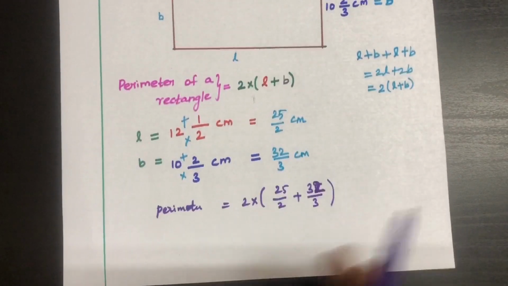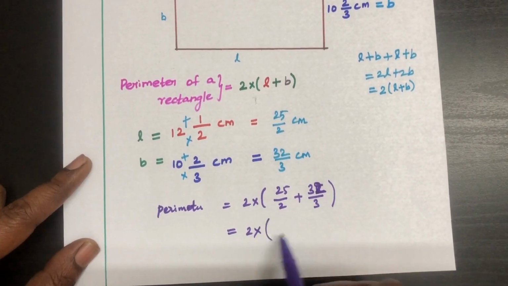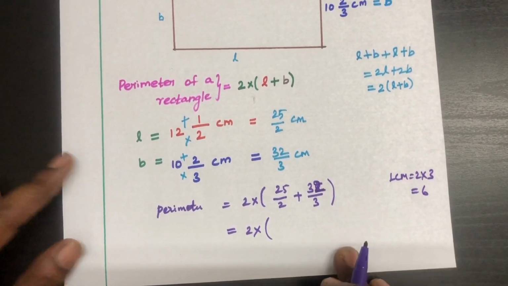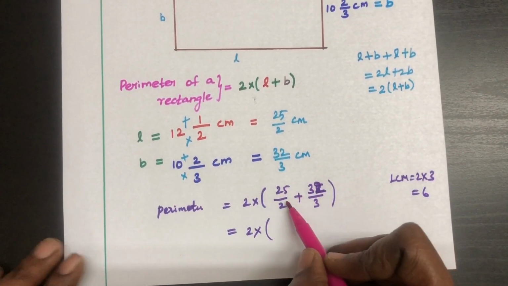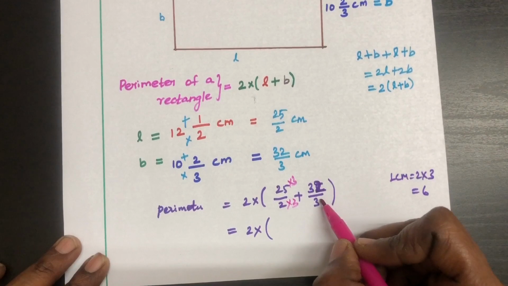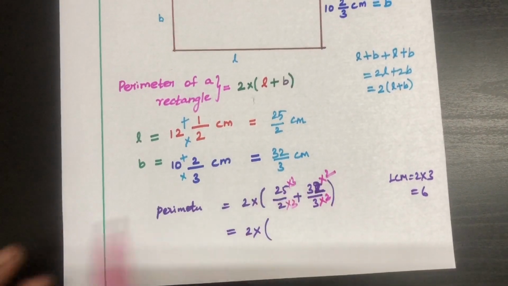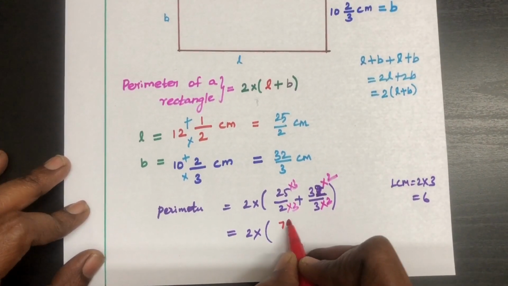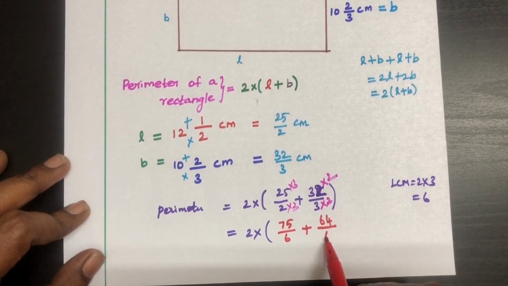Denominators are different, so we are going to make a common denominator. So 2 into 3, the LCM is 6 only. No common factor means just multiply. So make this 6. How to make it 6? 2 into 3. So multiply by 3 in both numerator and denominator here, and here, to make it 6, multiply by 2. So 25 into 3 gives us 75. So 75 divided by 6 plus 64. 32 into 2 is 64 divided by 6.